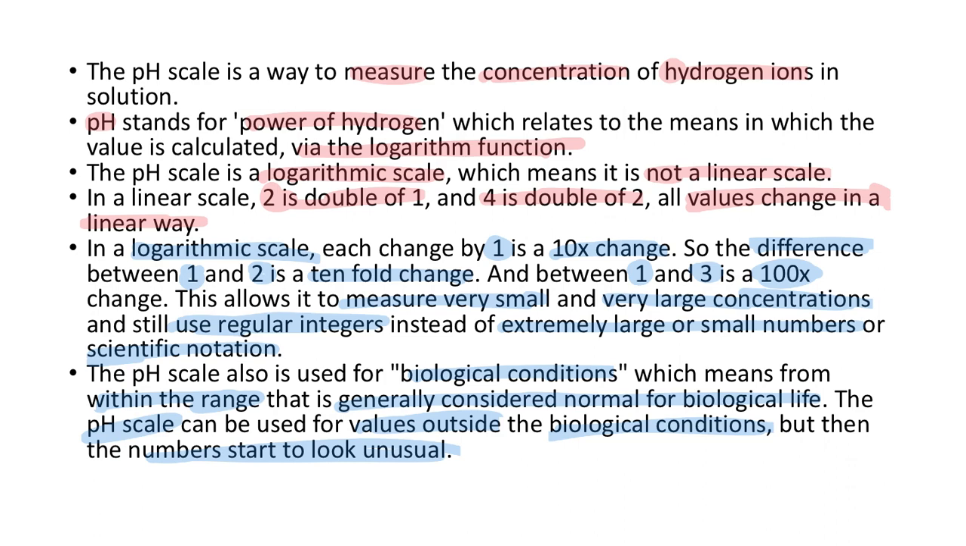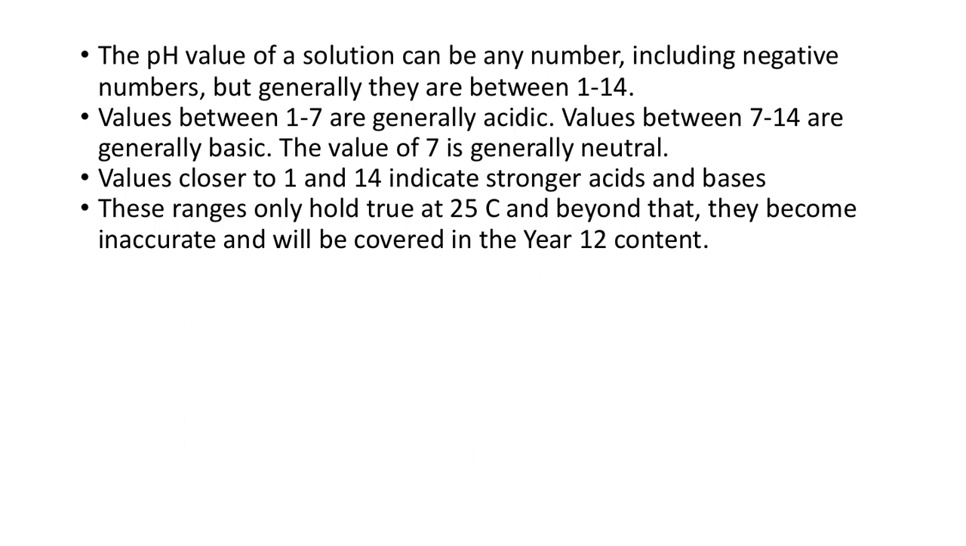All right. The pH value of solutions can be any number, including negative numbers, but they are generally between 1 and 14. Values between 1 and 7 are generally acidic. Values between 7 and 14 are generally basic, and the value of 7 is generally neutral. The closer you get to 1 and 14, the stronger the acids and bases. So it's effectively going away from number 7, and the further away you get from number 7, the stronger the acid or base.